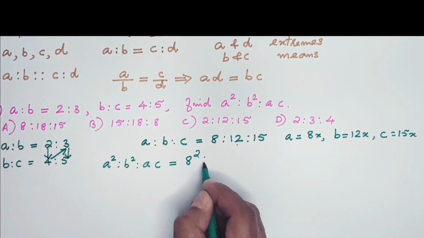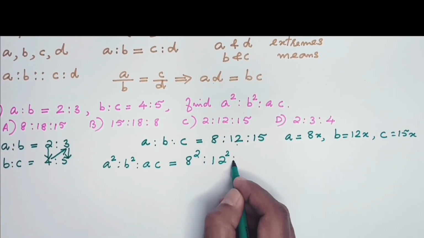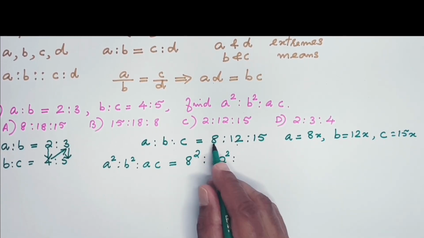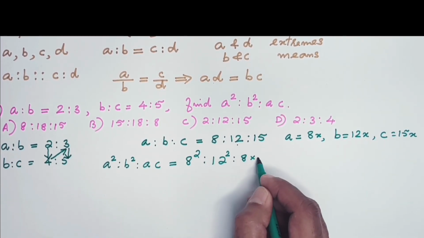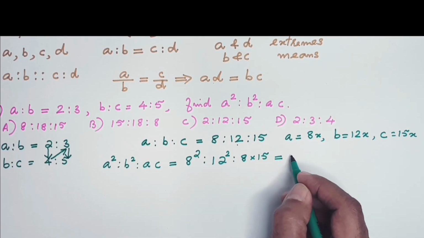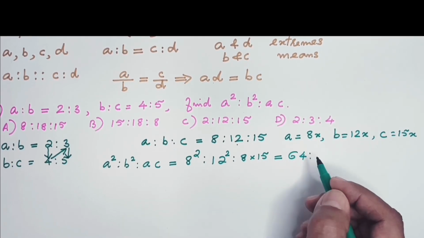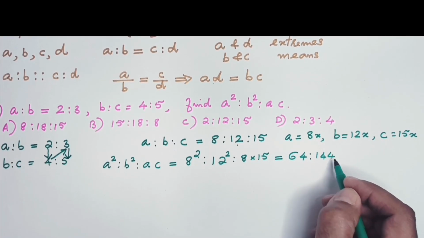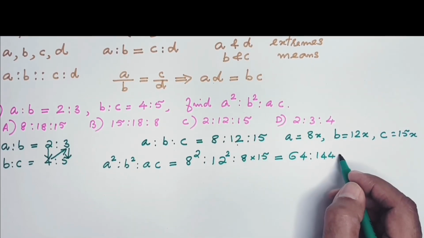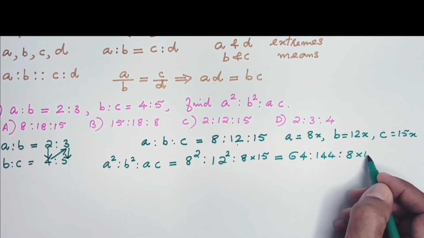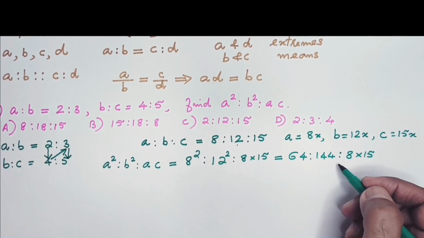A square, 8 square. B square, 12 square. AC, A is 8, C is 15. This equals 64 is to 144. 12 square. This I am not simplifying. I'm leaving it as it is. There's a reason for that.